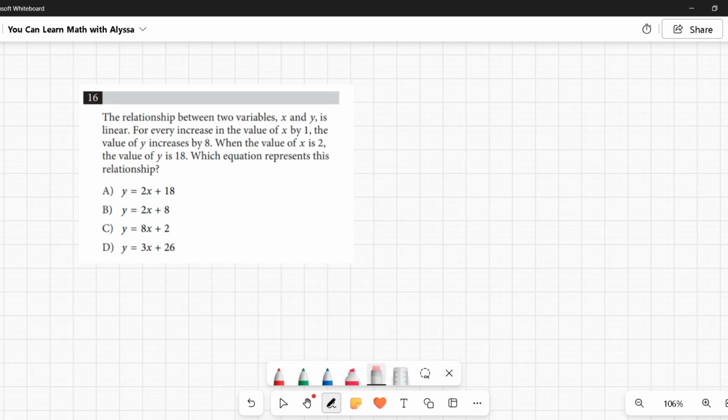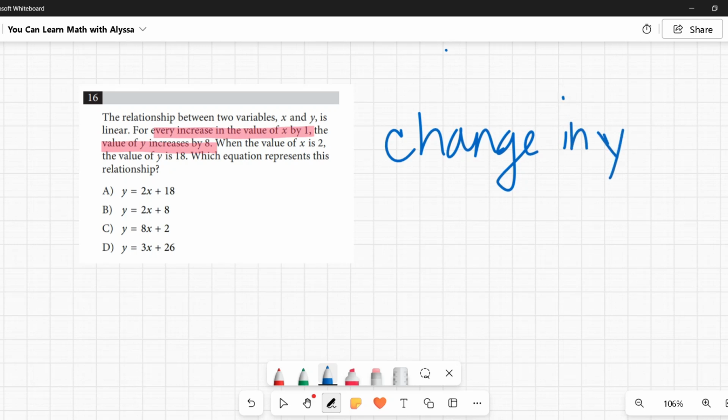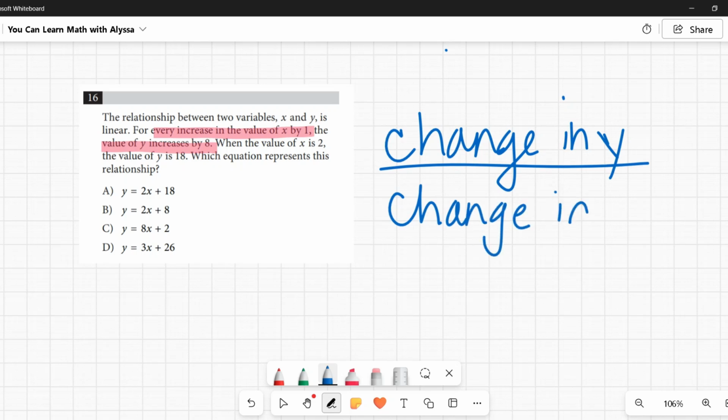When we're talking about an increase in the value of x, that is a change in x. The value of y increasing by 8, that's a change in y. The equation for slope is change in y divided by change in x. And here they're giving us those values. We don't have to calculate them. Sometimes we have to calculate them.